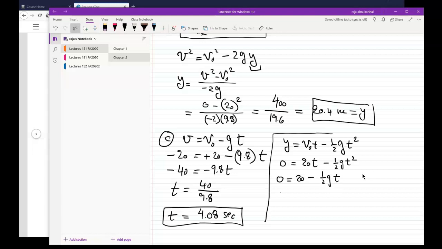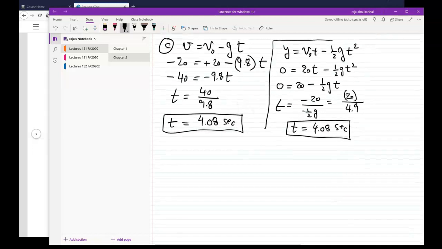and then all I need to do is to solve for time. So that will be equal to minus 20 over negative 1/2 g. The minuses cancel out, so I'm going to get 20 divided by 1/2 g, which is 4.9, by the way. And when you calculate that, the time is going to be 4.08 seconds. Same answer. Either method you can use to get your answer.